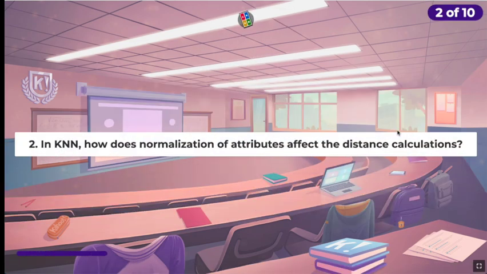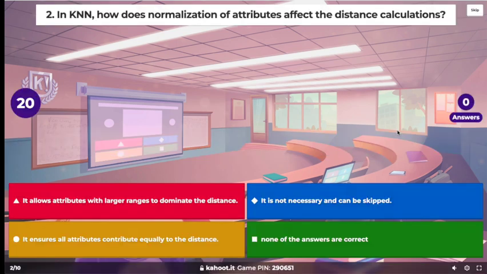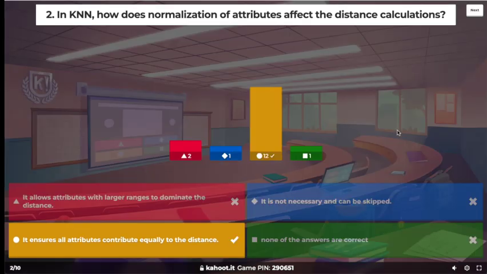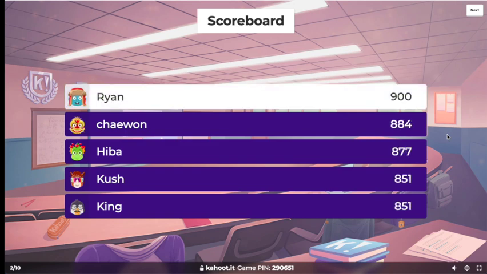Okay, next question. In KNN, how does normalization of attributes affect the distance calculations? Nice. So it ensures all attributes contribute equally to the distance. And so 2 people said it allows attributes with larger ranges to dominate the distance. So that was actually the red one. The red option was the problem with the KNN, and the normalization was to address this problem. Good, Ryan. Who is Ryan? You? Nice.